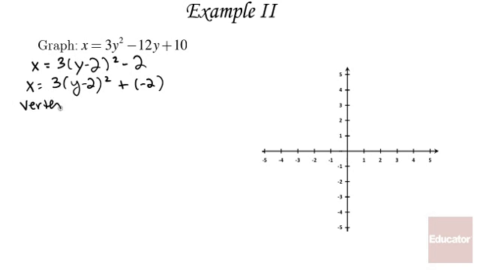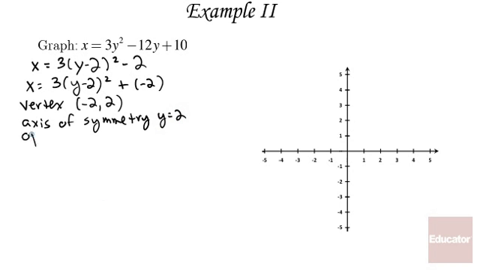To graph this, I want to know the vertex. The vertex is (h, k). H here is negative 2, k is 2. The axis of symmetry is going to be at y equals k. K is 2, so it's going to be at y equals 2. I know that this opens to the right. So I have a general sense of this graph, but I can also just find a few points.